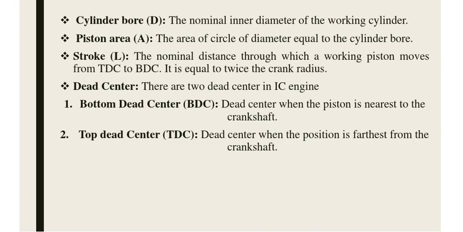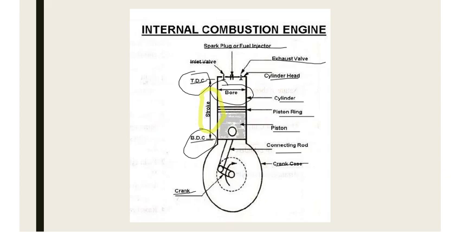Then the next term is my dead center. There are two dead centers in an IC engine. The first is bottom dead center and the second is top dead center. The bottom dead center is defined as the dead center when the piston is nearest to the crankshaft. It means if this is my BDC, which is nearer to the crankshaft. This is my crank. So BDC, the dead center which is nearer to the crank, is called the bottom dead center.